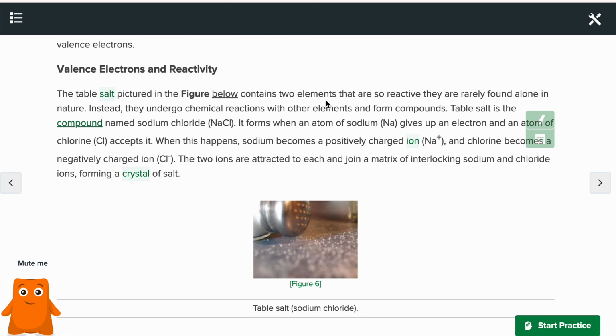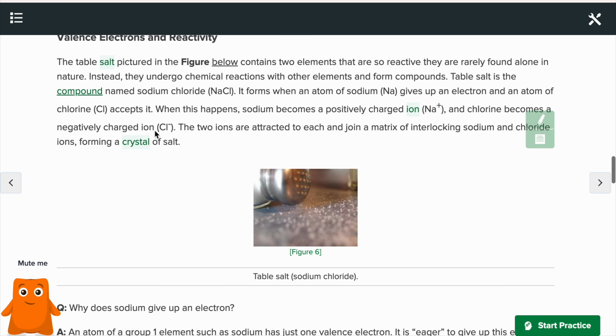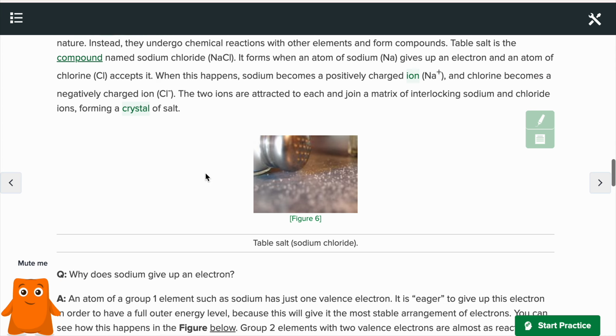This table salt pictured in the figure below contains two elements that are so reactive they are rarely found alone in nature. They undergo chemical reactions with other elements and compounds. Table salt is the compound name. It forms when an atom of sodium gives up an electron and an atom of chlorine accepts it. When this happens, sodium becomes a positively charged ion and chlorine becomes a negatively charged ion. The two ions are attracted to each other and join in a matrix of interlocking sodium and chloride, forming a crystal of salt.